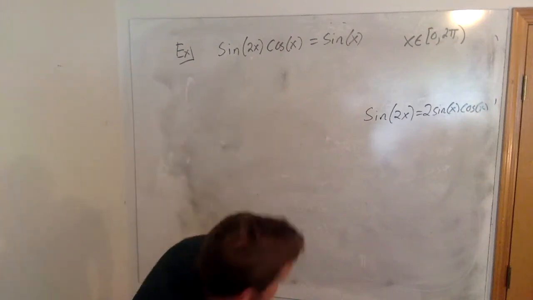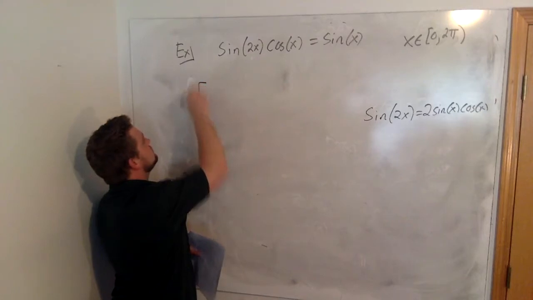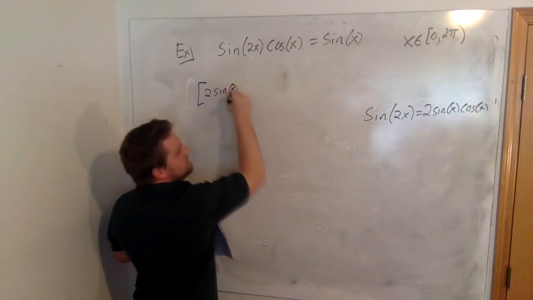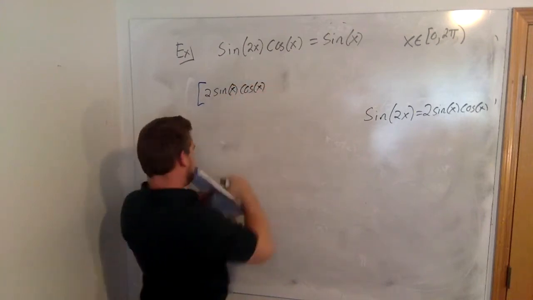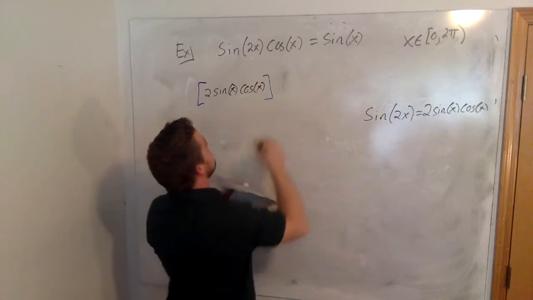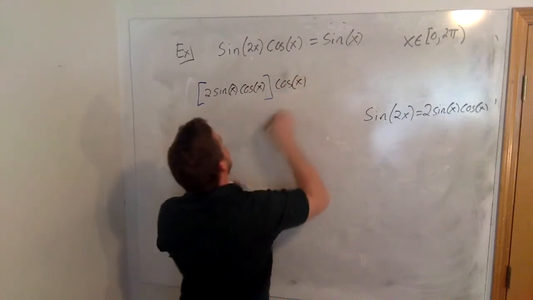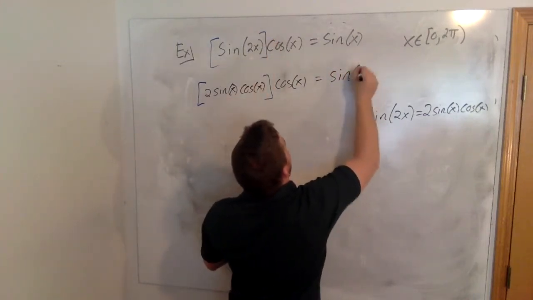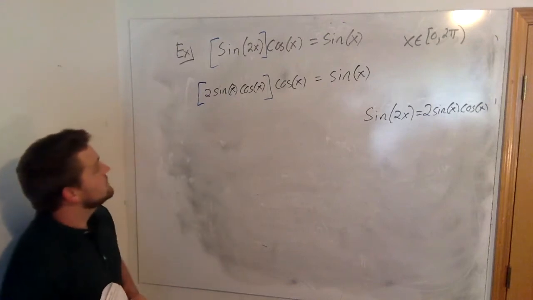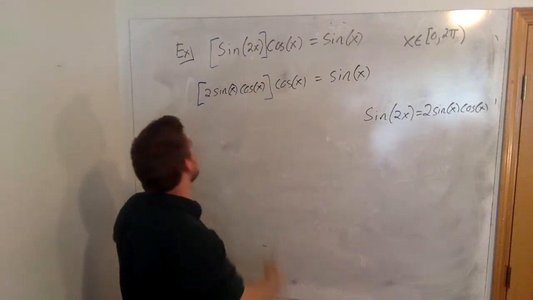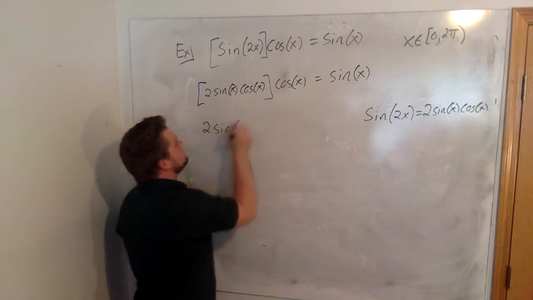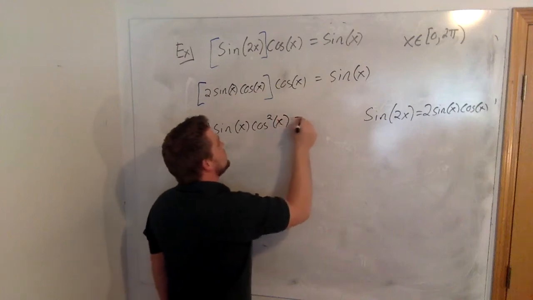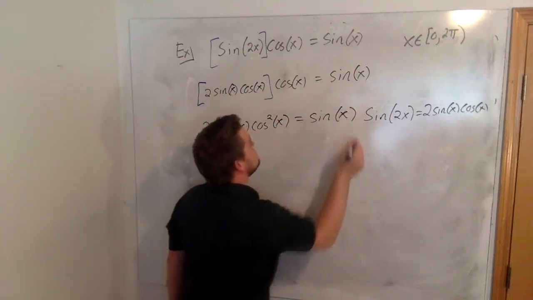Okay, so making that substitution, we'll get a 2 sine of x times the cosine of x, times this extra cosine of x. So this is where we made the substitution, is equal to sine of x. Okay, let's see what we got. These parentheses aren't really doing anything. So we could write this as 2 sine of x times, well, cosine times cosine, we'll get a cosine squared of x, will be equal to sine of x.